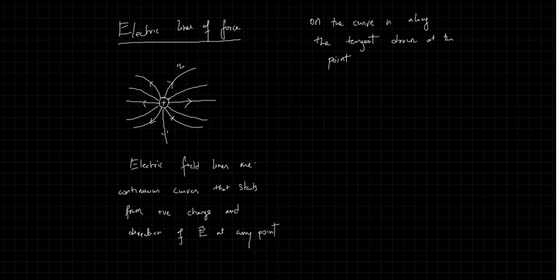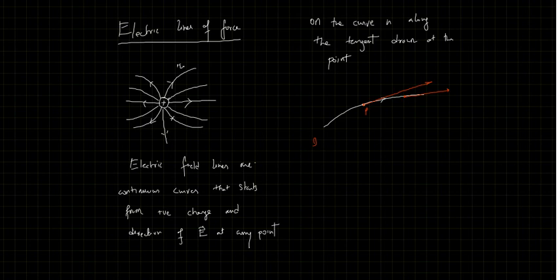So if this is an electric field line, take this point P, then if I draw a tangent, the direction of electric field at this point will be this way. Similarly, the direction of electric field at this point will be this way. So this is an electric field line. Electric field lines are continuous curves that start from positive charge, and the direction of electric field at any point on this curve is along the tangent drawn at that point. And if you allow a small test charge to move freely, it will move along these lines.